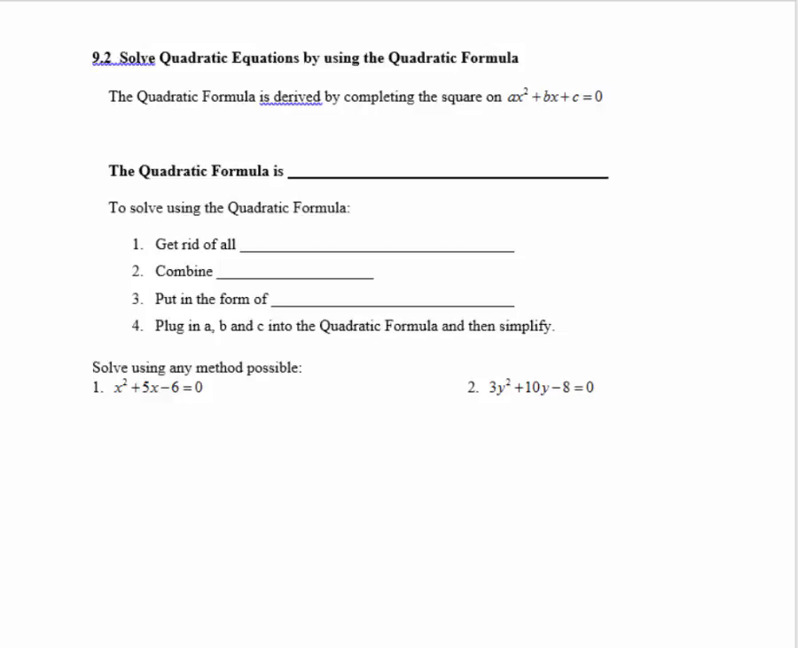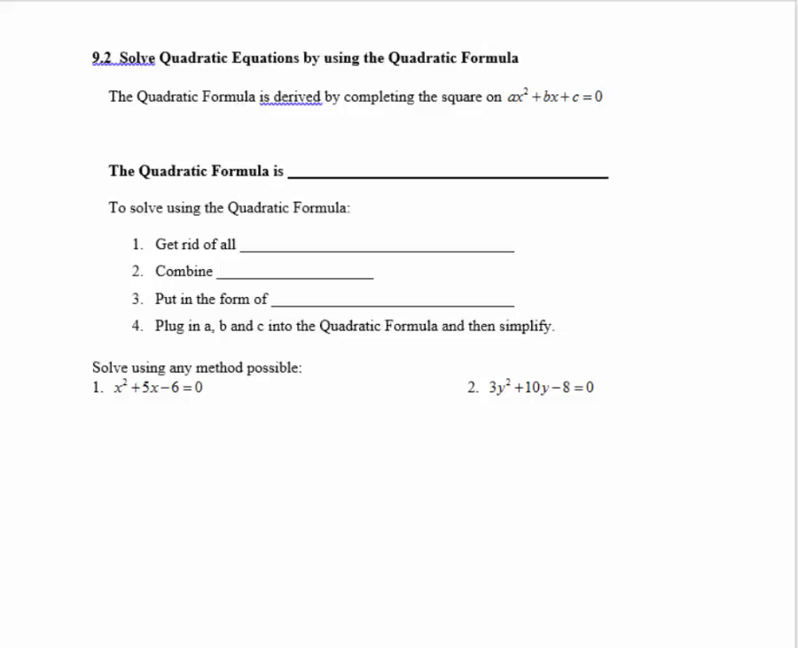Section 9.2, Solve quadratic equations by using the quadratic formula. So in the previous section we learned how to complete the square, we reviewed the square root property, and a little bit of factoring. In 9.2 we want to use the quadratic formula for all of the problems. Now the quadratic formula is derived by completing the square on ax squared plus bx plus c equaling 0. I won't show that to you, but it is in the book if you want to see it.